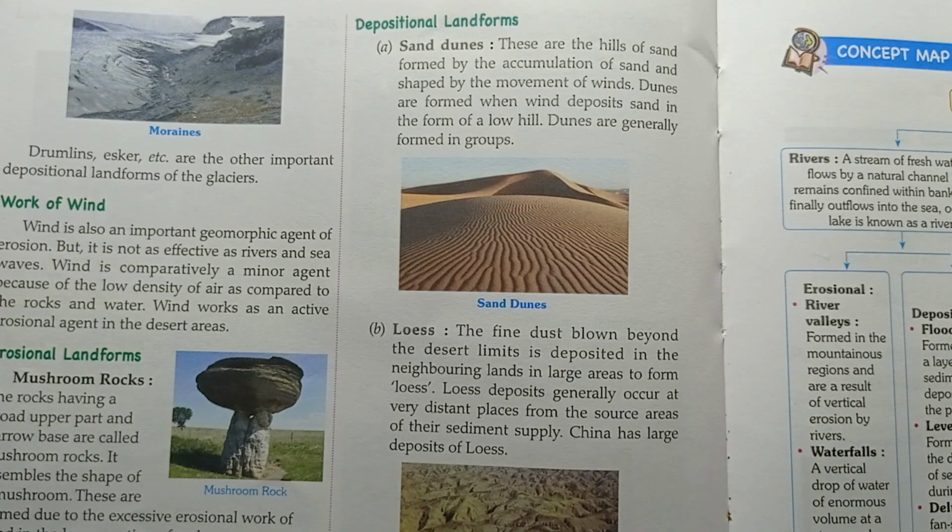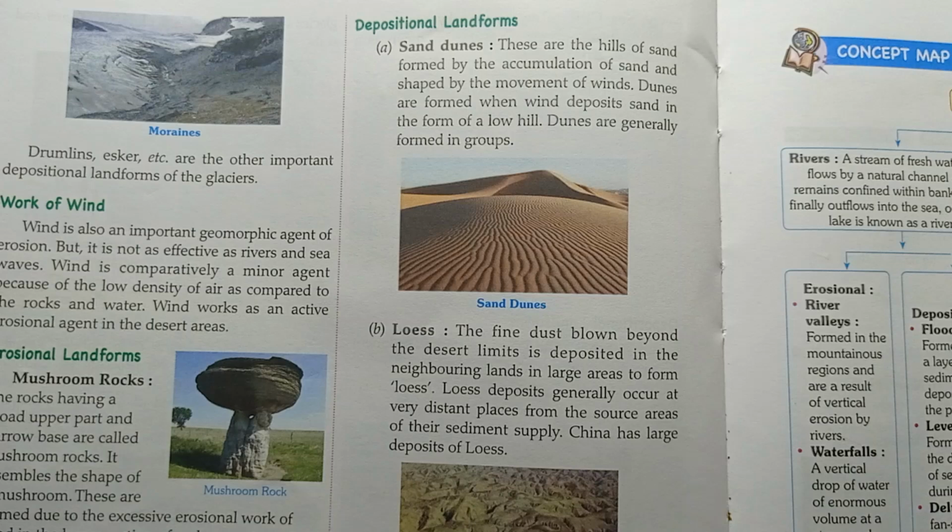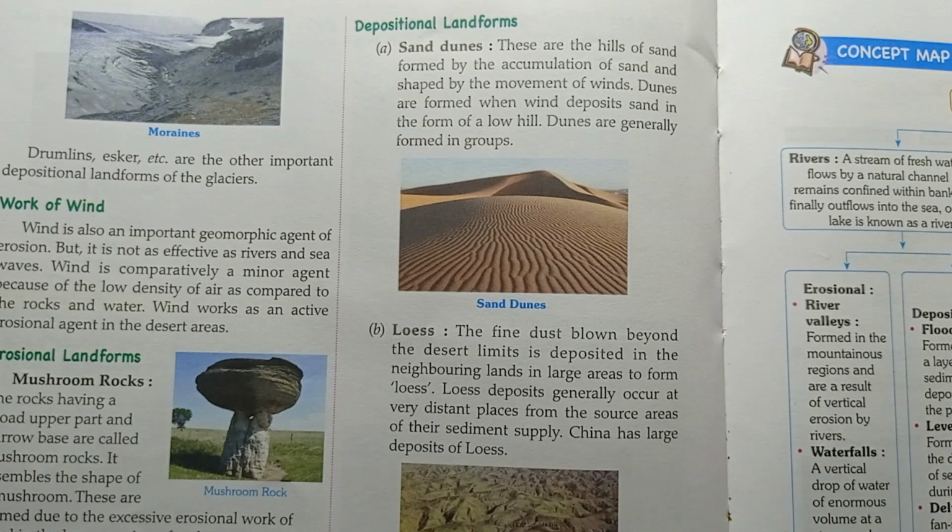Sand dunes. Sand dunes are created when the desert winds blow. They carry a lot of sand all around. When the wind stops blowing, the sand falls and gets deposited. Loess. Loess deposits are formed by the accumulation of wind-blown silt. These deposits are usually homogeneous and highly porous.